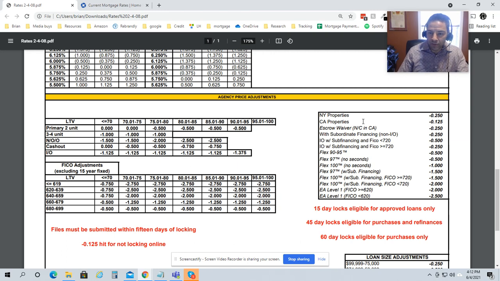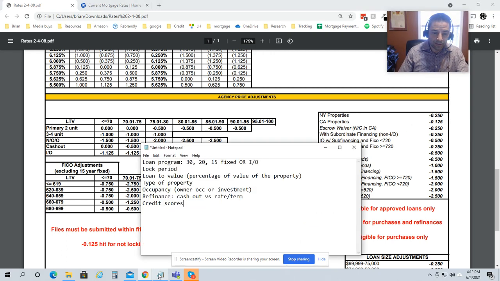All right, some other adjustments over here. So New York, if the property is located in New York, is a 1/4 of a point. So location.